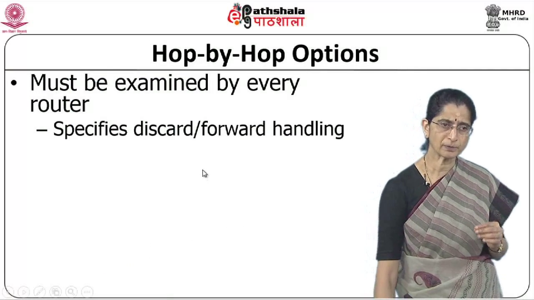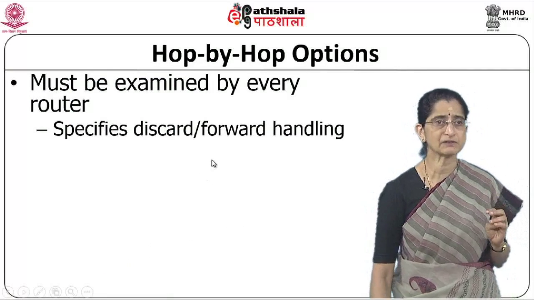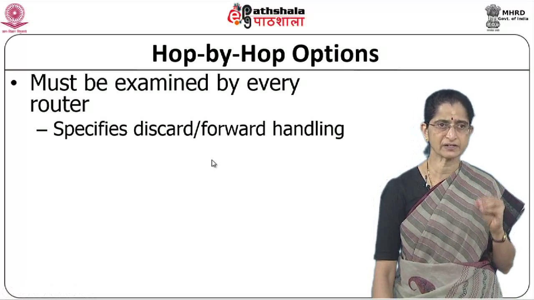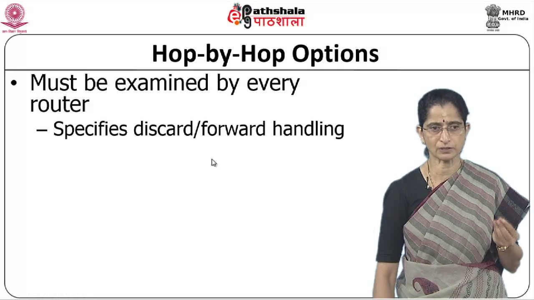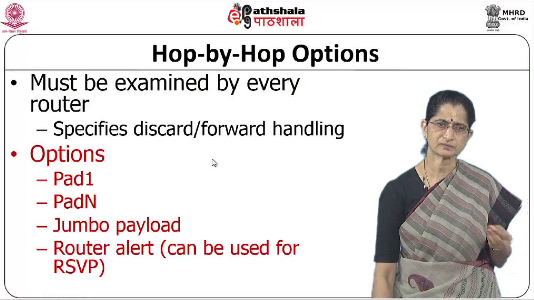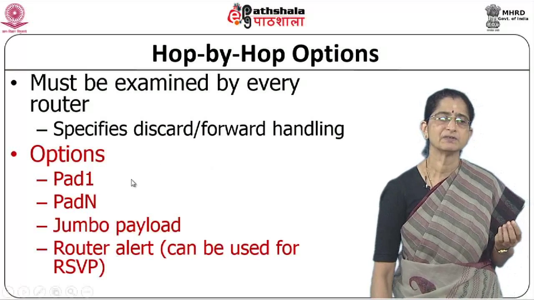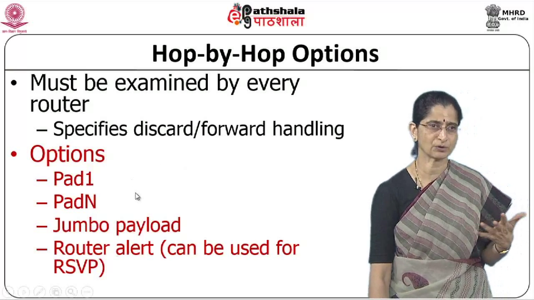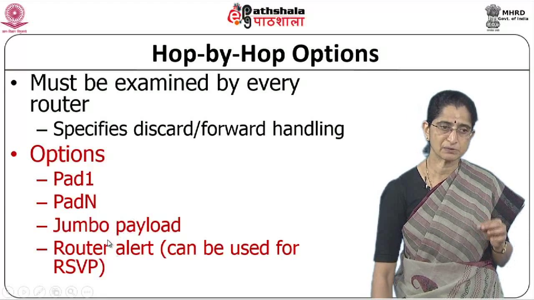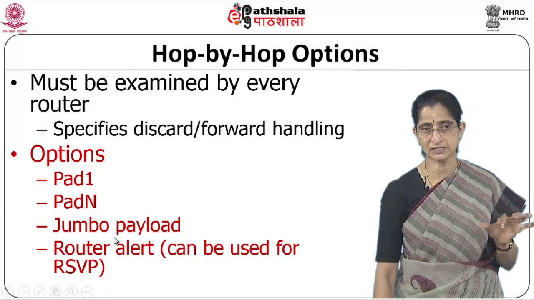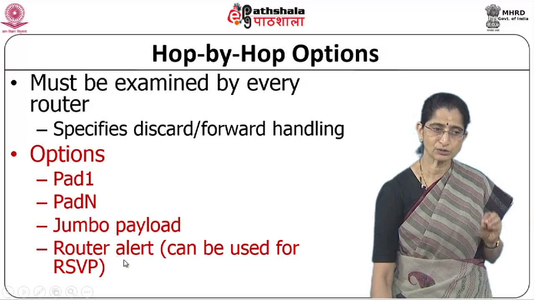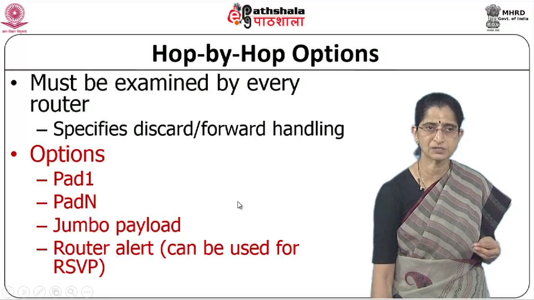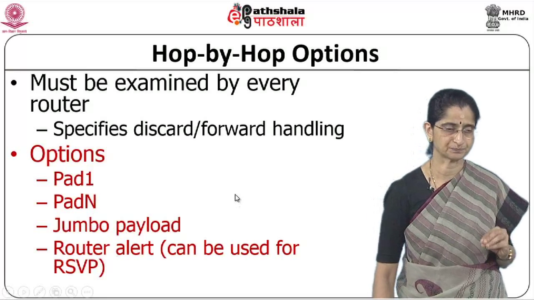The hop by hop options, we said, is something which has to be examined by every router. Normally this is used to specify some specific discard and forward policies or handling mechanisms. There are different options that we have. We talk about a padding option, Pad1 and PadN are two different options. We will not go into the details of these. There is one which can be used to specify a jumbo payload, which means a large payload, and there are also router alerts which can be specified as part of these options. So these are options which will be processed at every router.